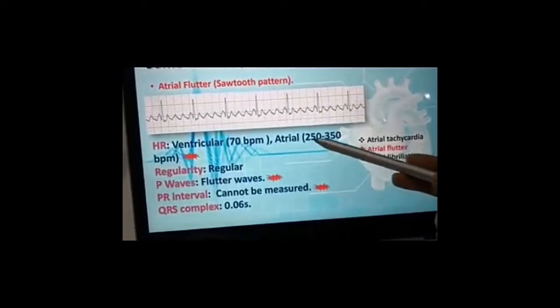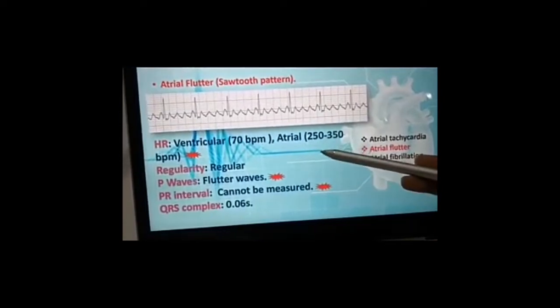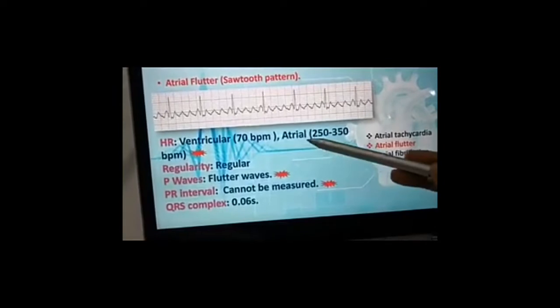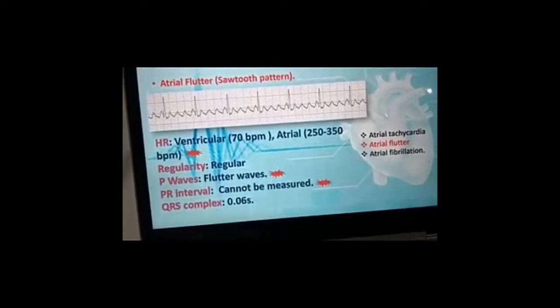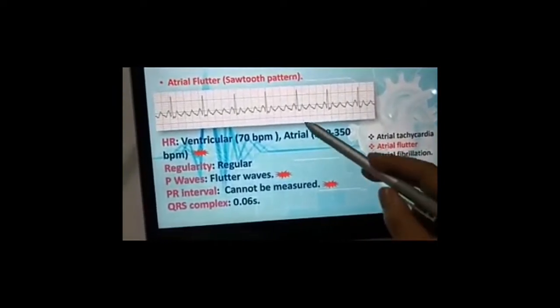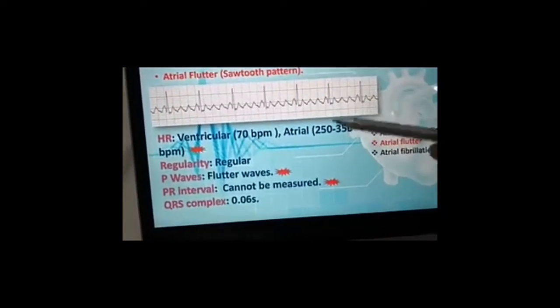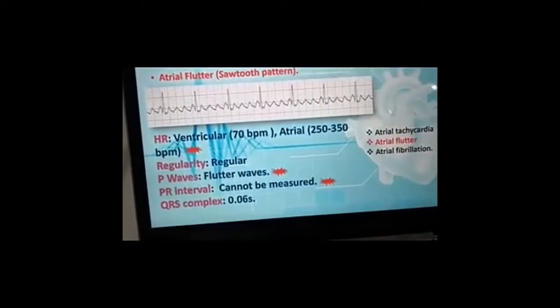It will be from 250 to 350. The P waves, as we said, are flutter waves, and the PR interval cannot be measured because we cannot define what the real P wave is.